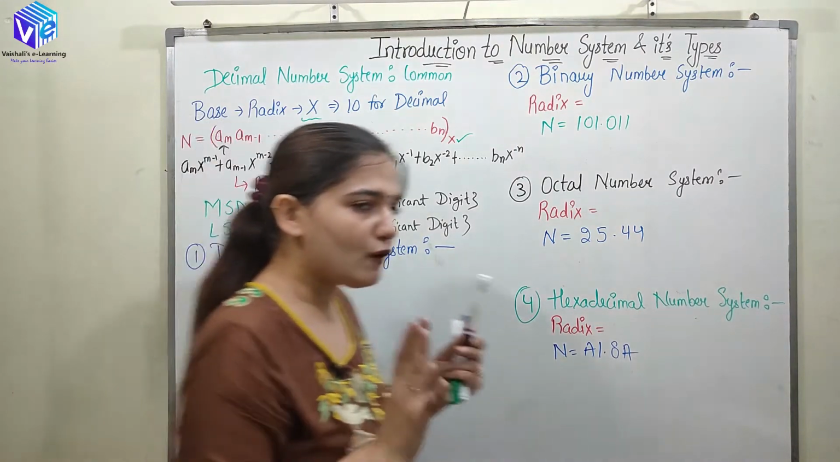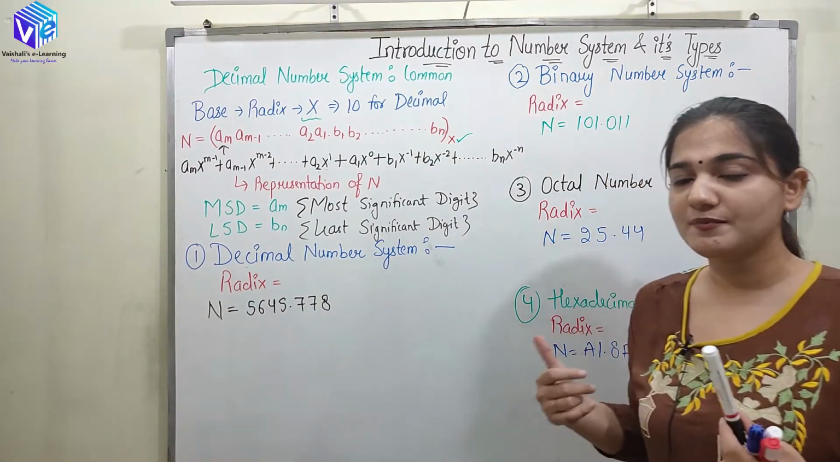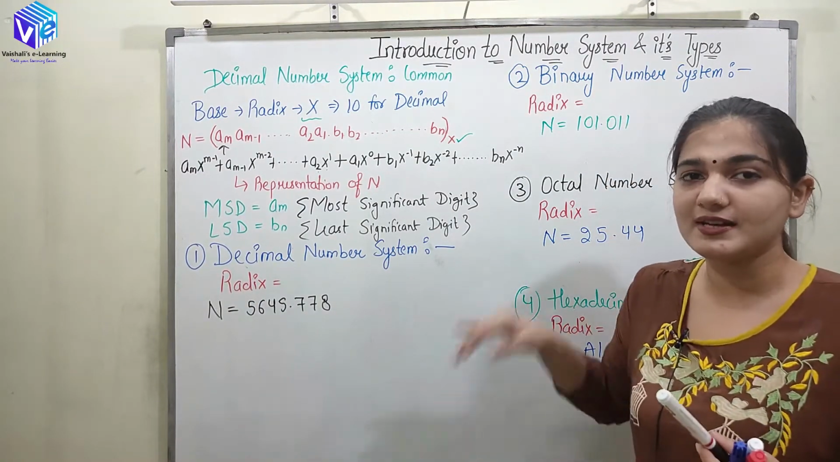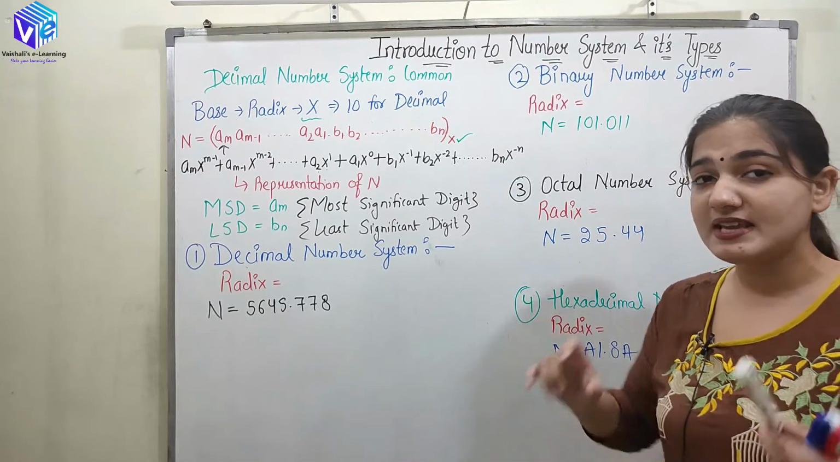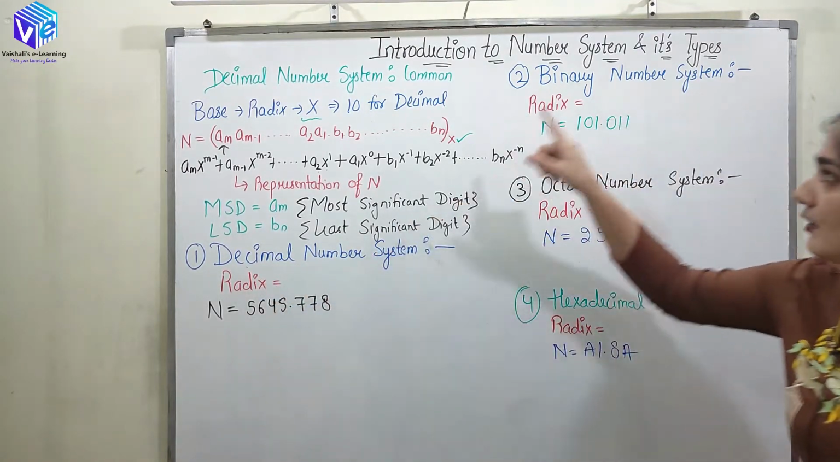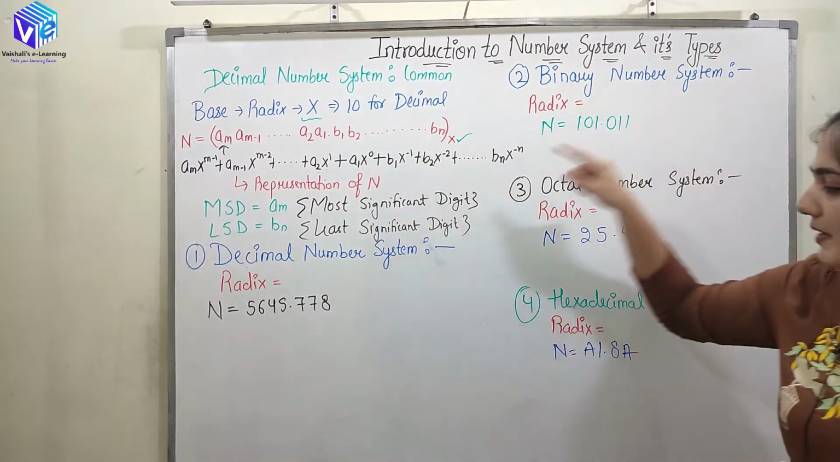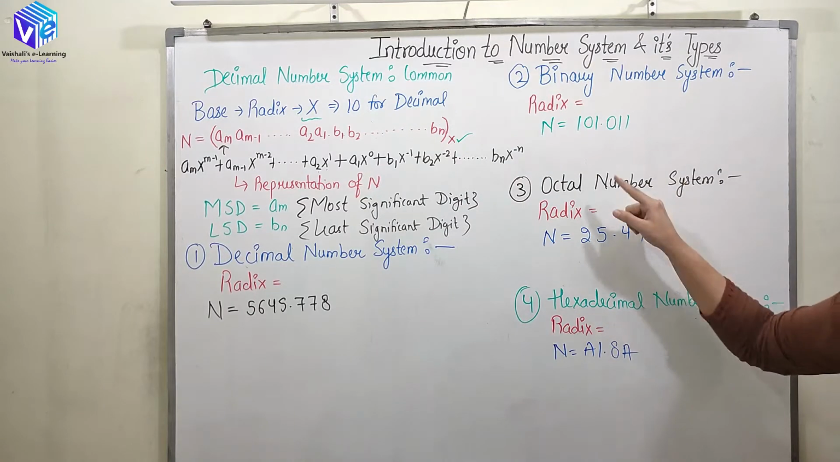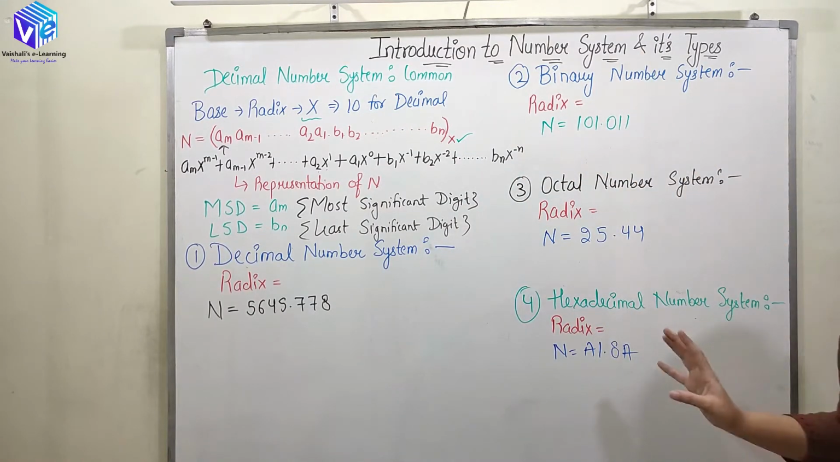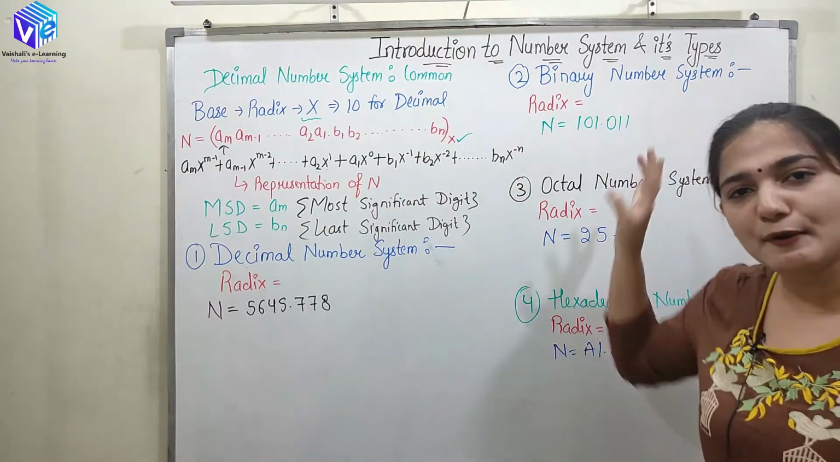Now coming to all four types of number system. Here I am going to introduce all four types of number system, then we will move towards their interconversions. We will see each and every interconversion. For example, decimal to binary, octal and hexadecimal; binary to decimal, octal and hexadecimal; octal to decimal, binary and hexadecimal. We will see all types of conversion. So first of all, we should understand all of them.